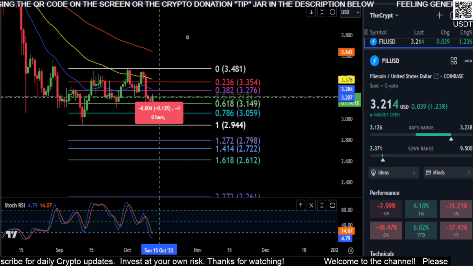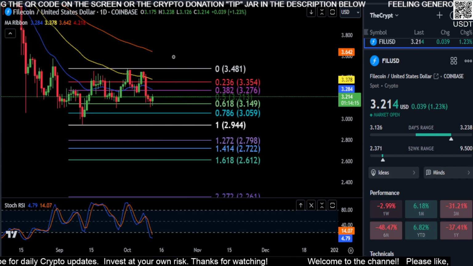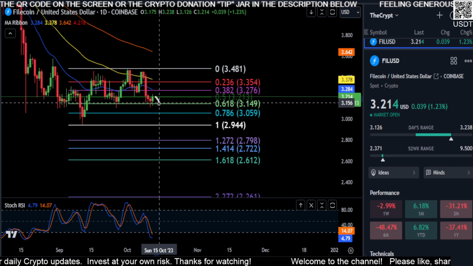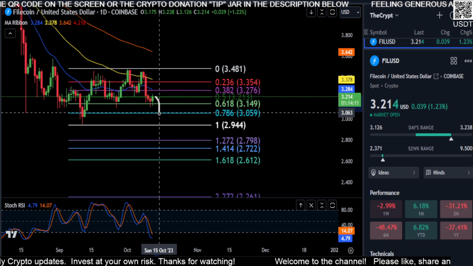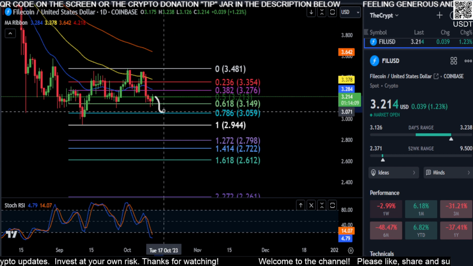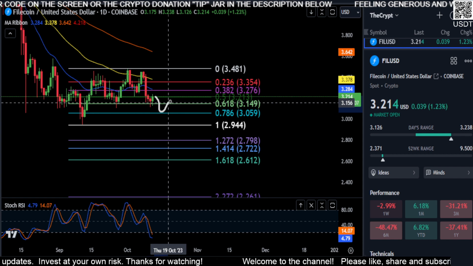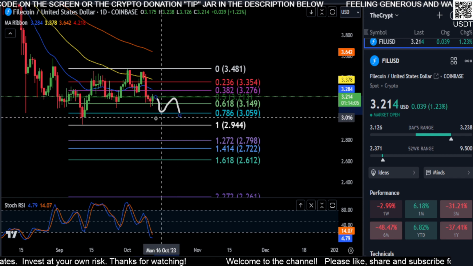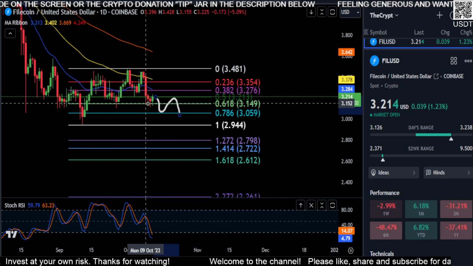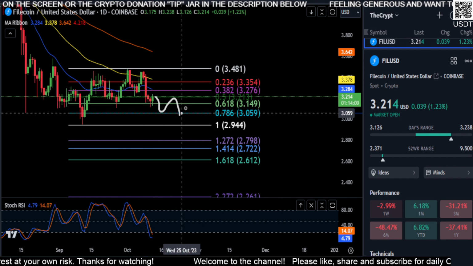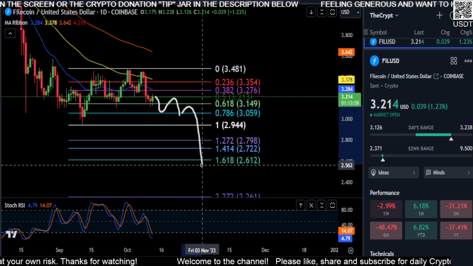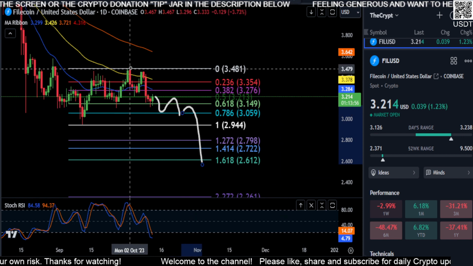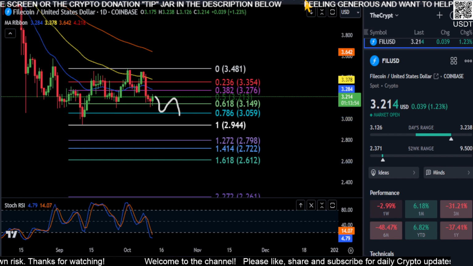So if you end up doing something, I got the wrong tool out once again. So if you end up doing something like this and breaking down below that 618 and coming down to the 786, you can see what I mean here. Then it ends up breaking that market structure because you broke these lows here, and that's potentially a catalyst for this thing to come crashing down like that. So just wanted to point that out there.